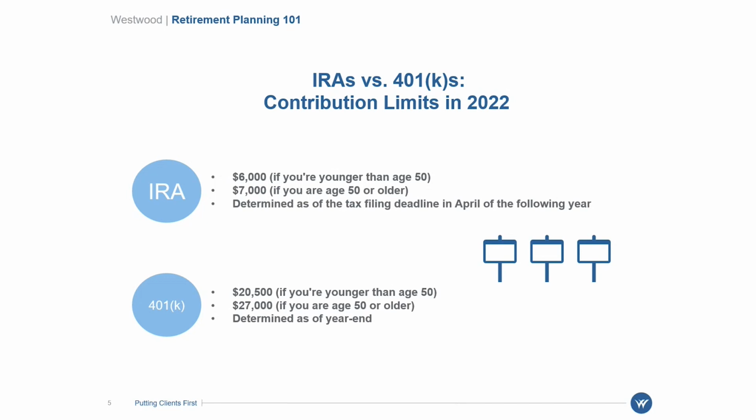the following year. And for 401ks in 2022, the maximum contribution amount for all of an individual investor's 401ks is $20,500 or $27,000 if you're 50 or older. But for any given year, contributions may be made into a 401k only up until December 31st of that year, unlike IRAs.